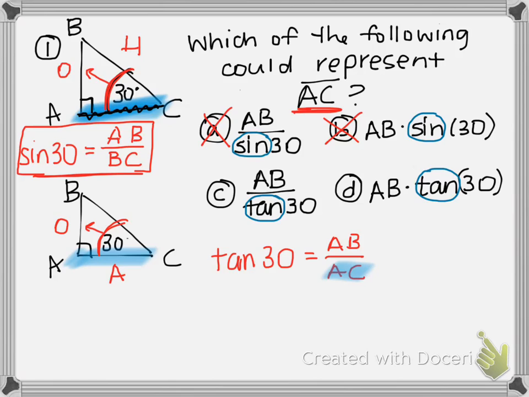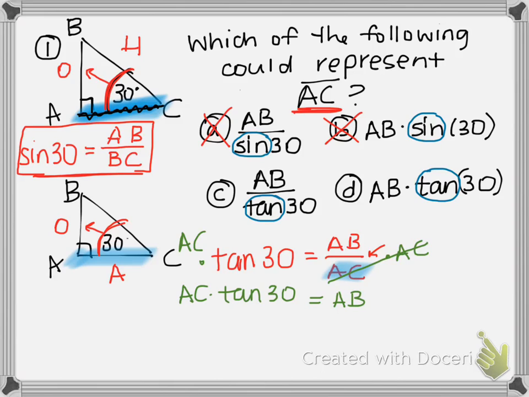So we need to figure out what combination. Is it going to be AB over tan of 30, or is it going to be AB times tan of 30 that will give us AC? Alright, so let's look at this. We have our function set up according to our side lengths. Well, we're dividing by AC. So instead of dividing, we need to multiply to get it out of there, because we need to get AC on its own. It's just as if AC was X. So then we have AB equals AC times tangent of 30.